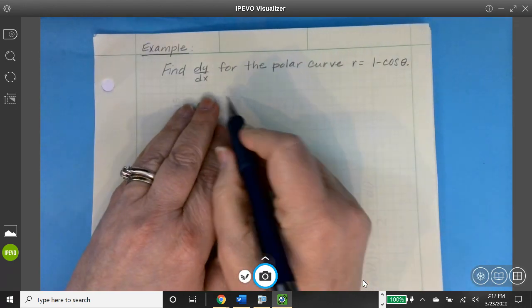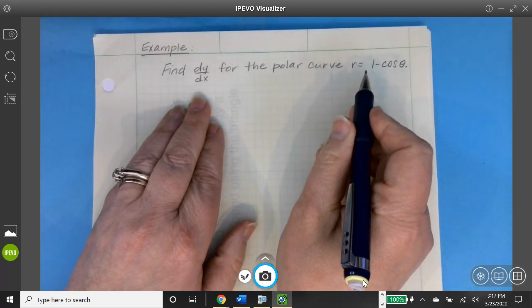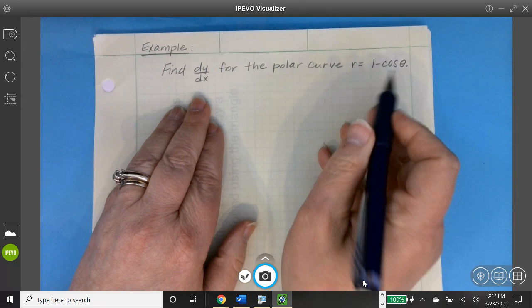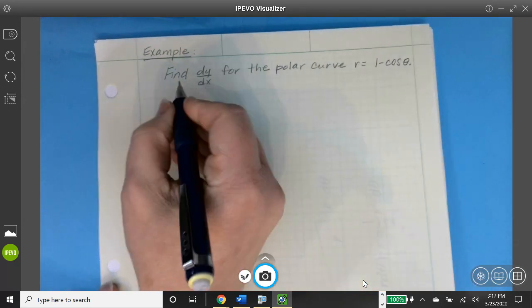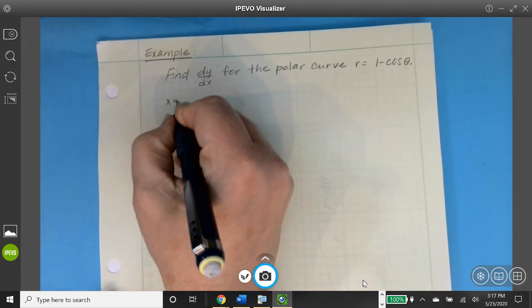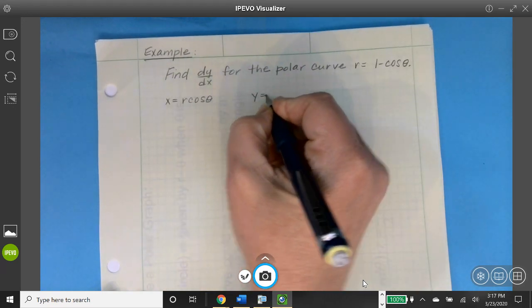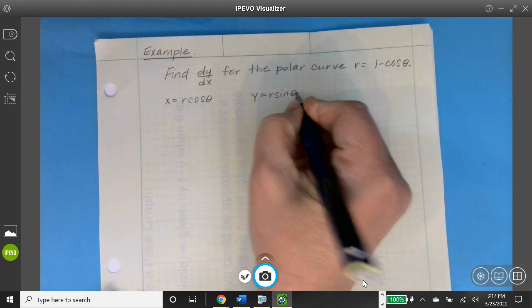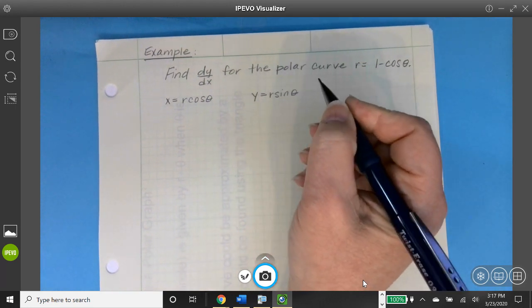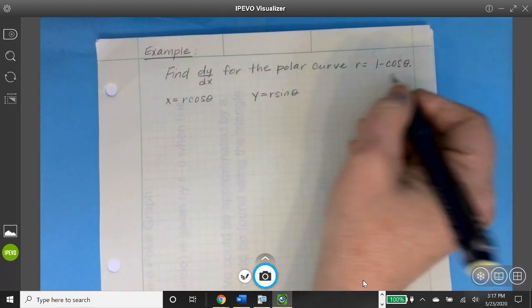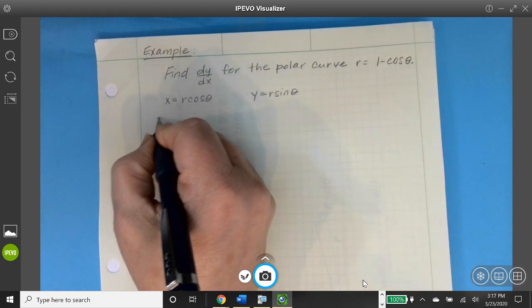We're going to find dy dx for the polar curve r equals 1 plus cosine theta. The first thing I do is say, well, I know x is equal to r cosine theta, and y is equal to r sine theta, two of the pillars of polars. Okay, and I need dx d theta.